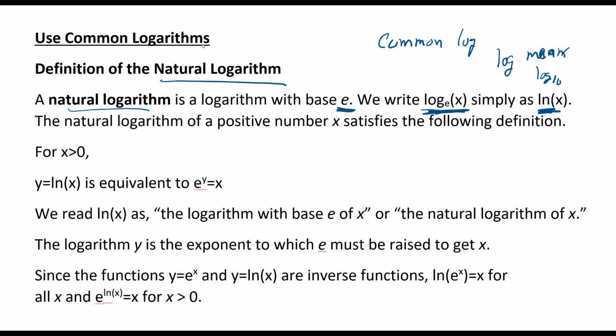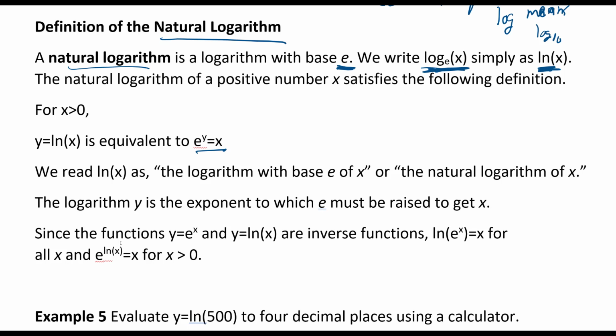So the natural logarithm of a positive number x satisfies the definition for x being greater than 0. y equals natural log of x is equivalent to e to the y equals x. So same thing as if we're doing log base 2 or log base 3. It's just log base e. But the natural logarithm is used in a lot of calculations, like when we did exponential growth and decay, that was a base e. And so we would be using this, especially when we solve equations, the natural log tool on our calculators. So we read ln x as the logarithm with base e of x, or, as everyone else in the world says, the natural logarithm of x, or just natural log.